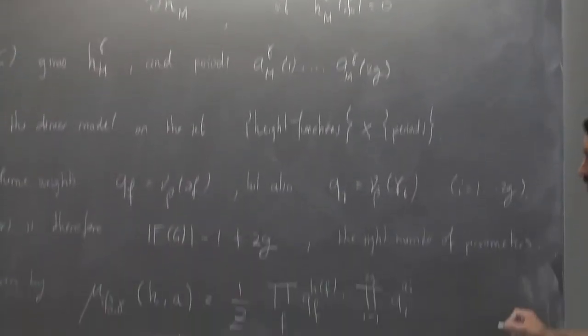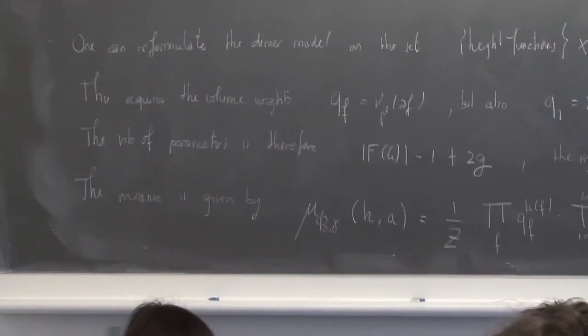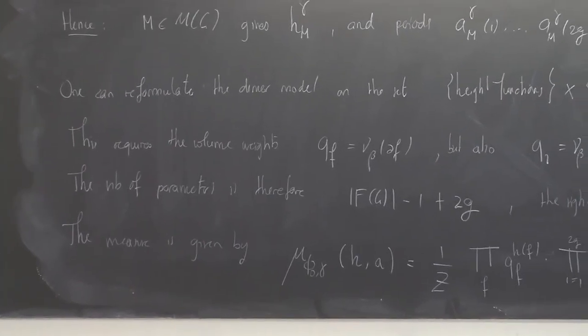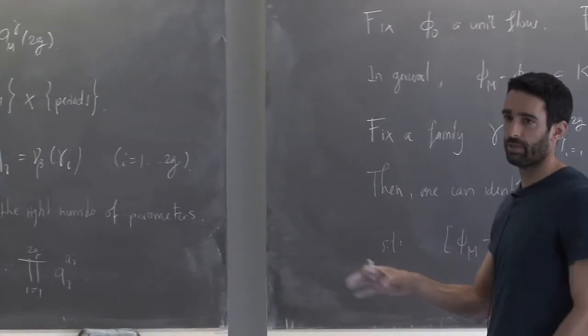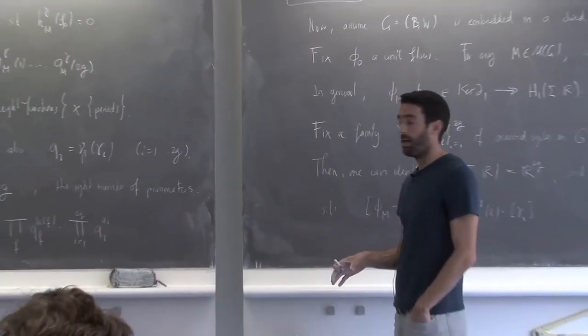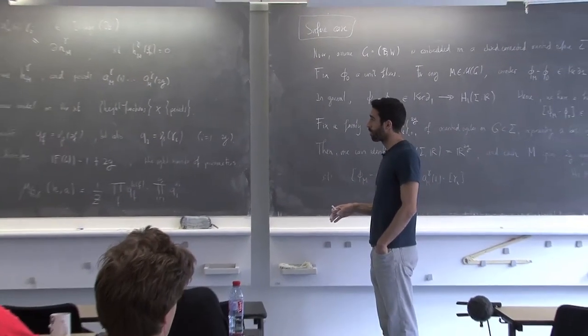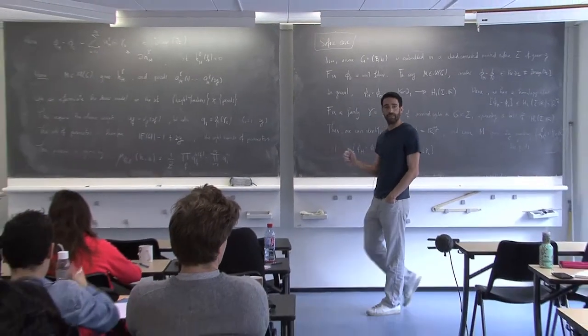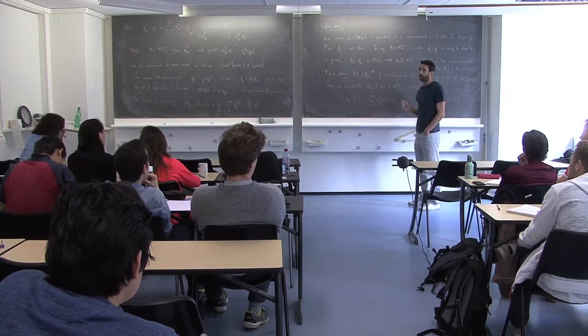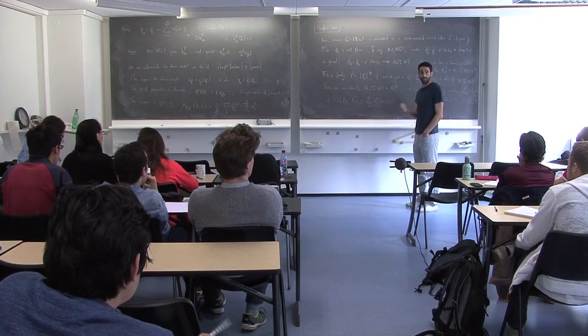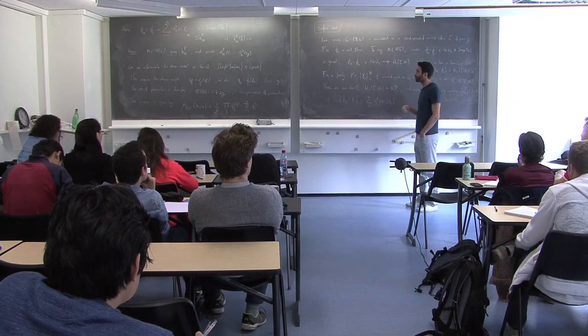Good, so that's the end of the class today. From next week on, I'm going to assume that the graph is toroidal, that is embedded on a torus. And then we're going to see that in this case, we can solve the model in a very, very concrete and complete way. Have a nice week.